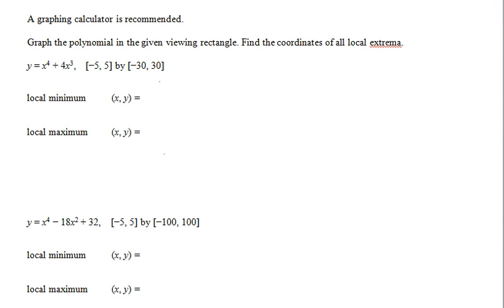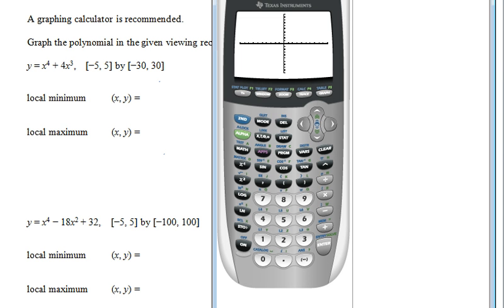Again, we're going to use a graphing calculator to graph a polynomial in a given viewing rectangle and find the coordinates of all local extrema. Our first polynomial is y equals x to the fourth plus 4x cubed, and we're to graph it in the window -5 to 5 by -30 to 30.